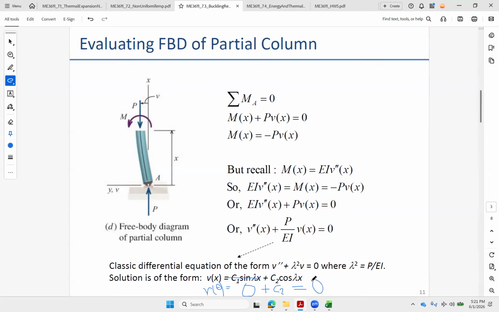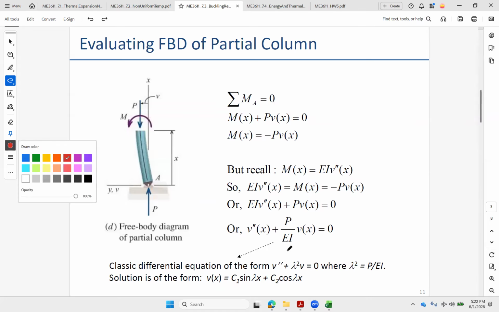So what do I know about C2? C2's got to be 0, right? Because for V at 0 to equal 0, C1 can be anything, and the sine term is going to go away, but the cosine term is still going to be there. So that means that to make this function work, I can't have a cosine term, because cosine doesn't equal 0 at the start.